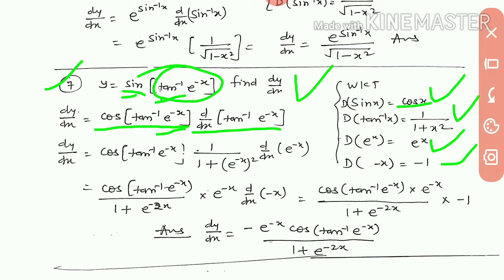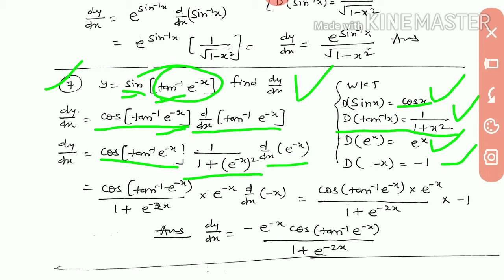All understand? Now the first part is as it is. The differential of tan inverse x is 1 upon 1 plus x square, and in place of x is e power minus x. So you can write here 1 upon 1 plus e power minus x whole square. Now the differential of e power minus x is remaining.